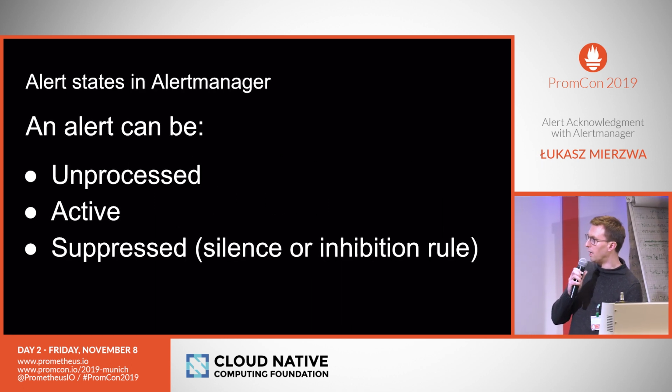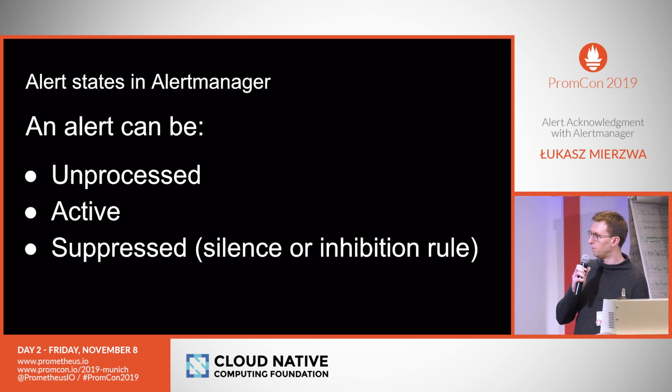In Alert Manager, any alert can have three states: unprocessed, active, and suppressed. Unprocessed is the initial state before Alert Manager has the ability to check the alert against any silences that you might have defined. Once it's checked that, it puts the alert in the active or suppressed state. Also, inhibition rules could put any alert in the suppressed state.